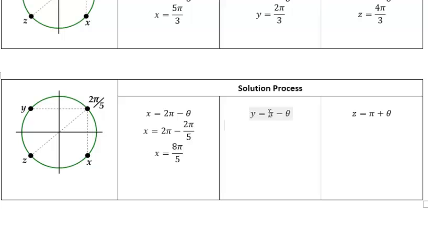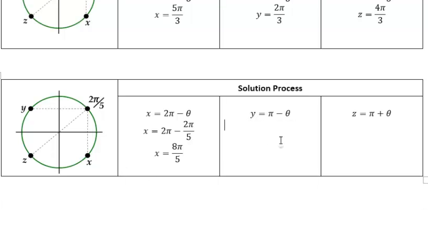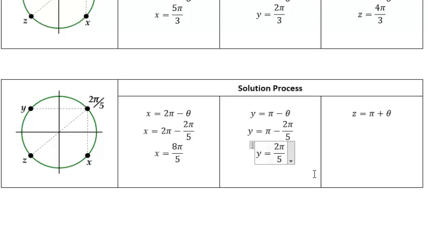Now, if I subtract to find y, pi minus theta, I need to subtract pi minus the angle that is at the beginning. Okay, remember all of these positions, they have the same reference angle. Okay, so it will be pi minus 2 pi over 5. The answer for that, pi minus 2 pi over 5, will give you 3 pi over 5. So that will be the answer for the position y.